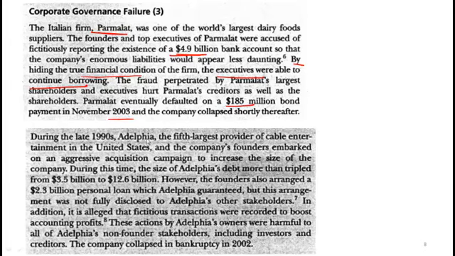And then this is also interesting. During the 90s, Adelphia, the fifth largest provider of cable entertainment in the US, and the company's founders embarked on an aggressive acquisition campaign to increase the size of the company. During this time, the size of Adelphia's debt more than tripled from 3.5 billion to 12.6 billion, so huge numbers. However, the founders also arranged a 2.3 billion personal loan which Adelphia guaranteed.